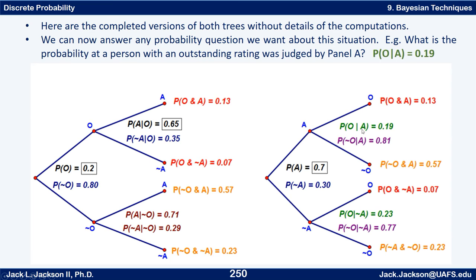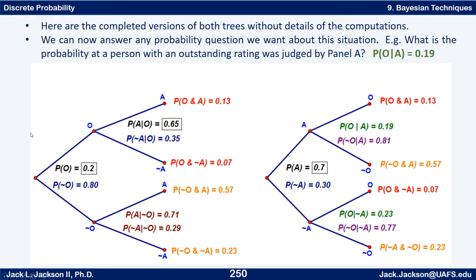And the one we were mainly interested in was the probability of outstanding, given that it was judged by panel A, which was 0.19. And notice that could be very different than the probability of A given outstanding or the probability just of outstanding. They might be very different. If they were independent events, this would be the same as the probability of outstanding. And see, they're close, but they're not quite the same here.